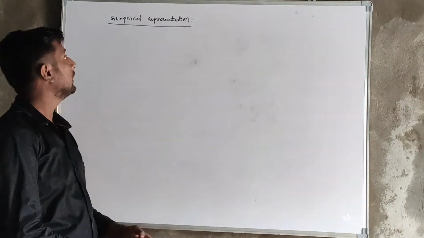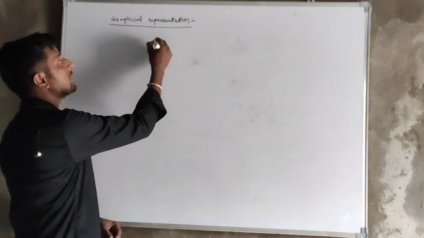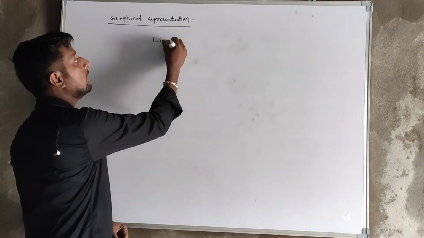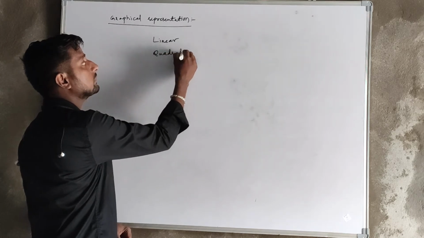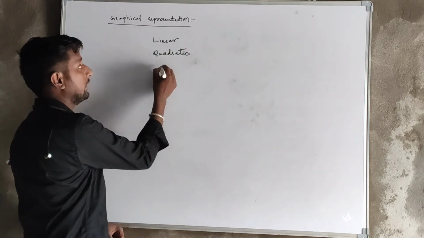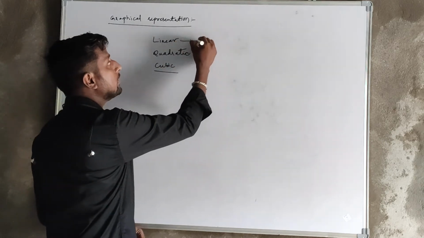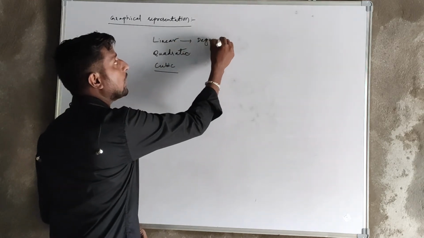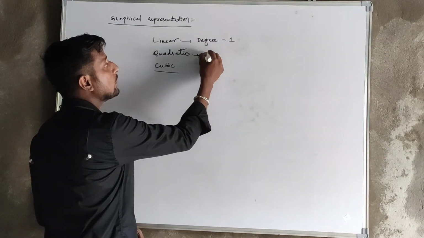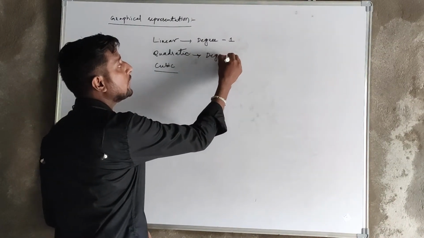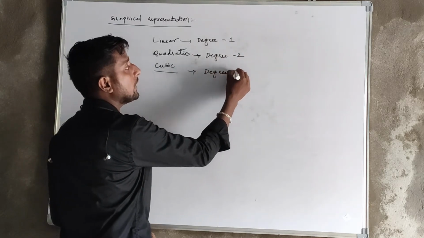Coming back, children. So now we'll see graphical representation of linear polynomial and quadratic polynomial and cubic polynomial. Okay. So linear means, we know already, the polynomial with a degree 1, correct? Quadratic means the polynomial with a degree 2. So here, the polynomial with a degree 3.